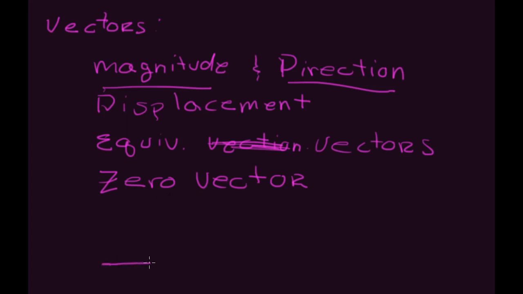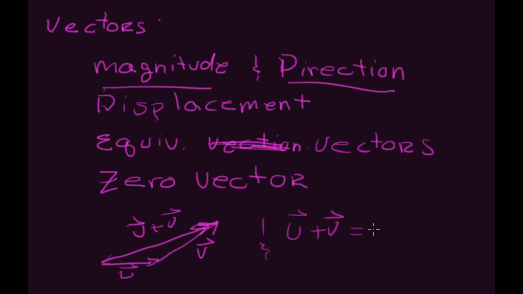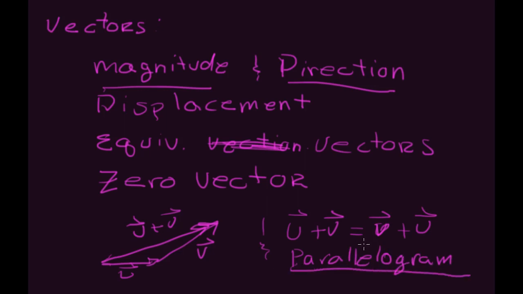And we got this idea that if I take a vector u and I attach it to a vector v, then the thing coming across is u plus v, both vectors, and that the vector u plus v is equal to the vector v plus u. That one's the v plus u, and we called this the parallelogram law, and that establishes a commutative property for vectors.